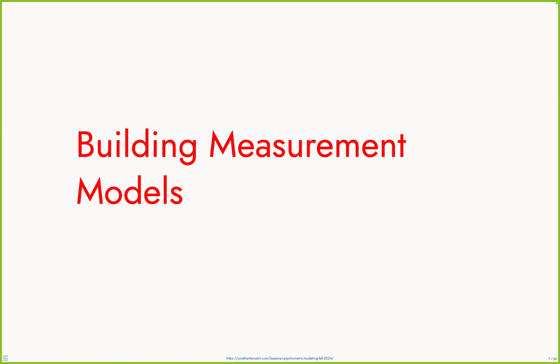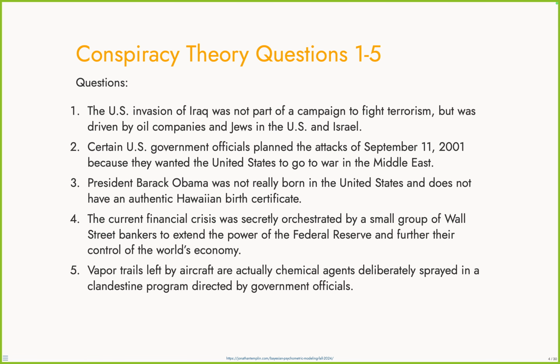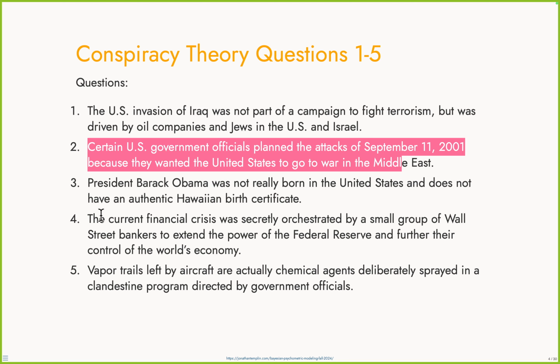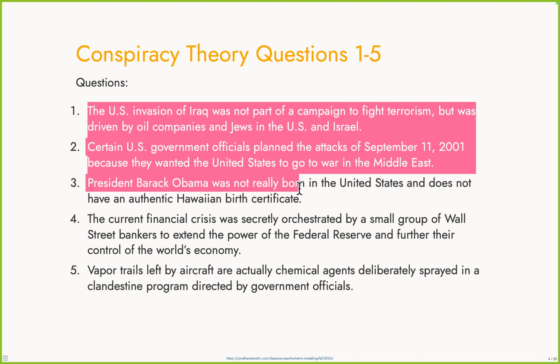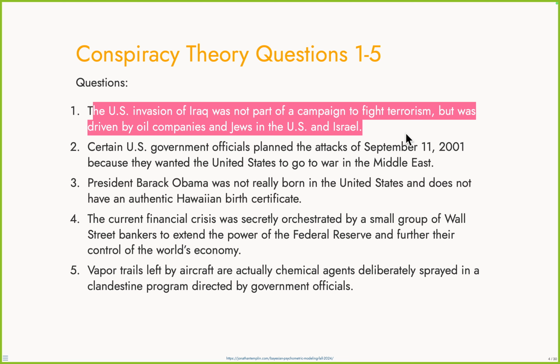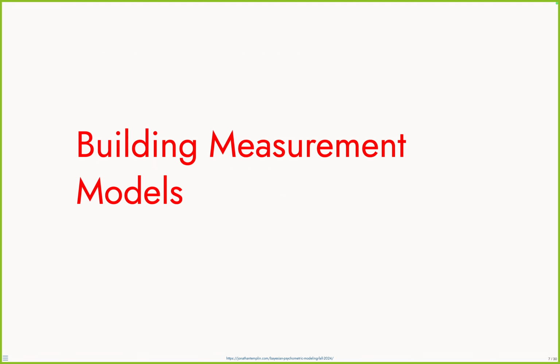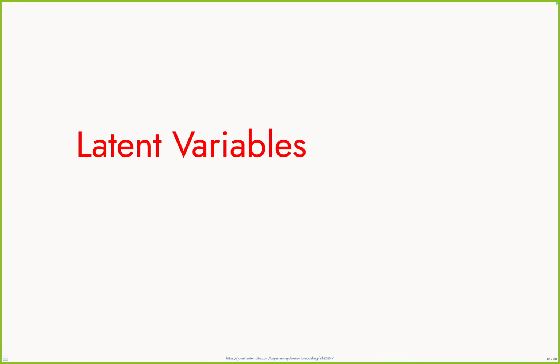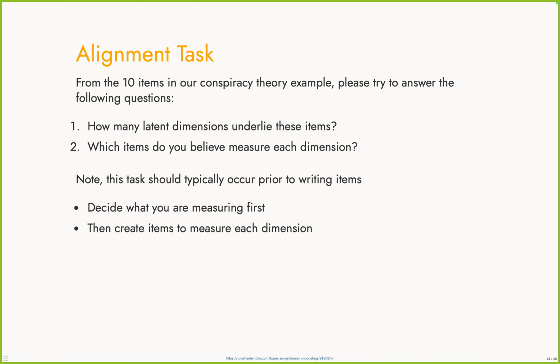If you were the person who created these conspiracy items, you might think there are 2 latent variables behind them, right? One being conspiracy by government entities. Government here, I guess this might be government. This might be evil actor. U.S. invasion, that might be government, right? So and so forth. So what you would end up doing in this alignment task is to figure out which items mapped onto which dimensions.